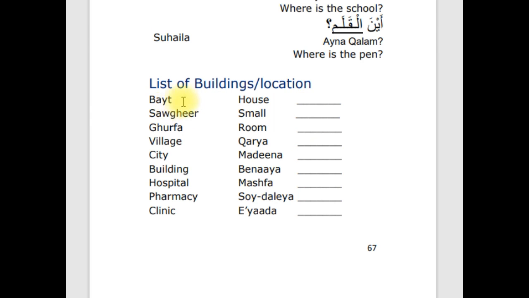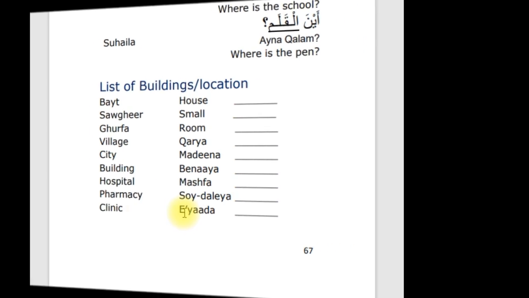Bayt, house. صغير, small. غرفة, room. قرية, village. Madina, city. Binaya, building. Mashfa, hospital. Saydaliya, pharmacy. Iyada, clinic.